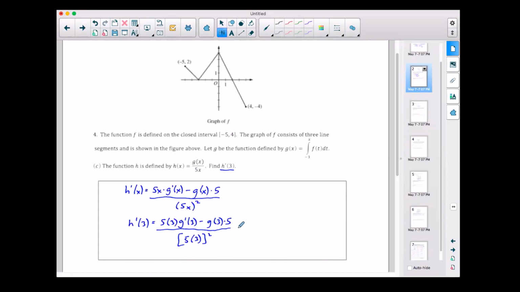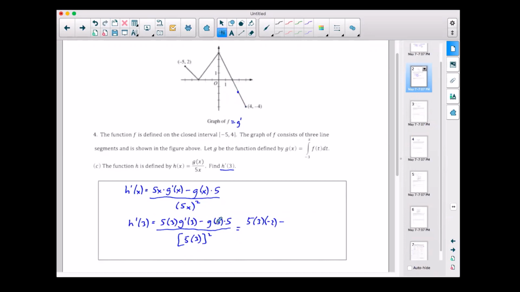So we can't leave any functions. We can't leave G of 3 or G prime of 3 in our answer. So we are going to have to plug numbers in for those two pieces. So we have 5 times 3, and then we want to find G prime of 3. And remember from above, this is a graph of F, but it's also a graph of G prime. So G prime of 3, I can literally just look on the graph and figure out what is the y coordinate right there. If it's a graph of G prime and you're asking about G prime, you're just trying to figure out the y coordinate. And we already discussed in the last part of this that the y coordinate here is negative. It's halfway between 0 and -4. So G prime of 3 is -2.